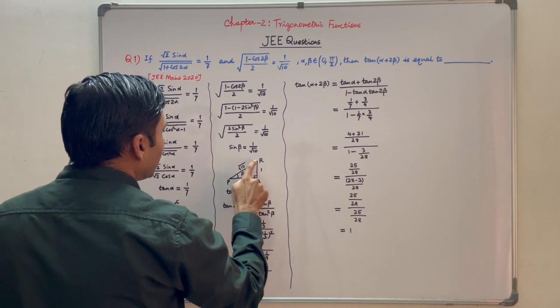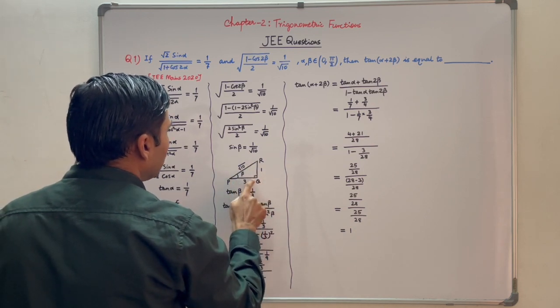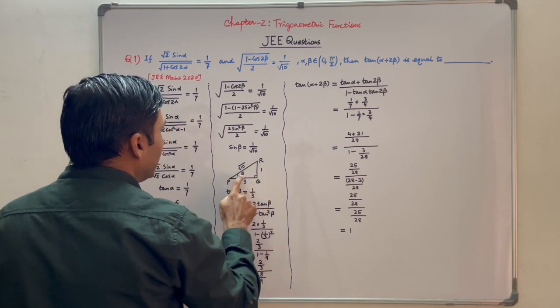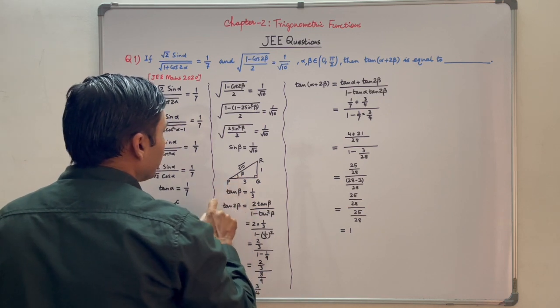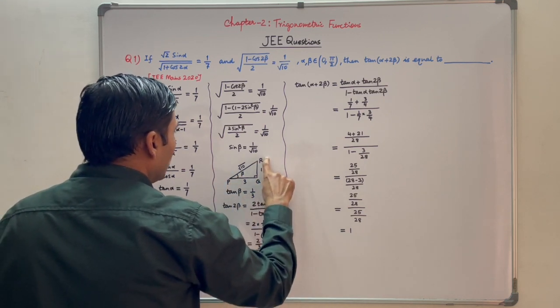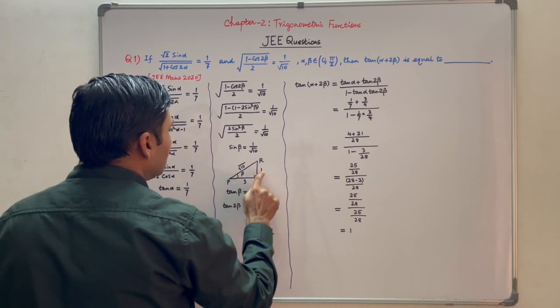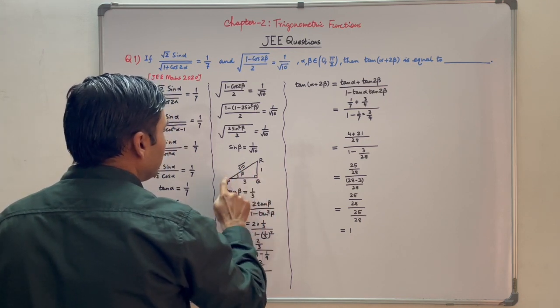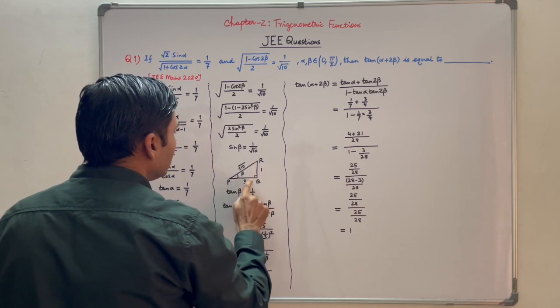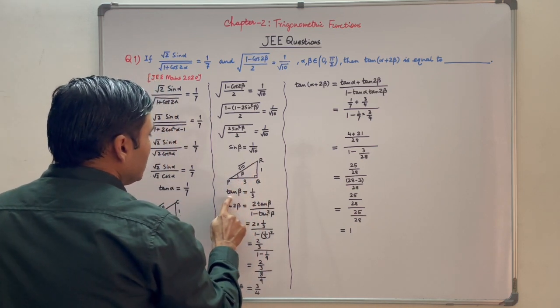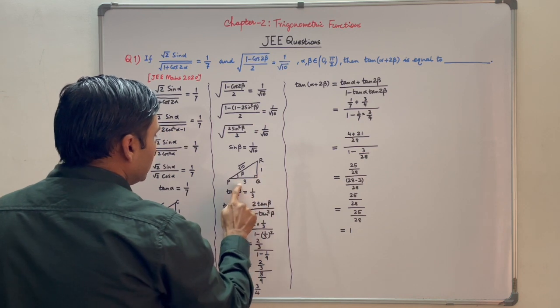Make a right angle triangle PQR, in which angle Q is 90 degrees and angle P is equal to beta. QR is equal to 1 and PR is equal to under root 10, so that sin beta is equal to 1 upon root 10. Applying Pythagoras theorem, PQ is equal to 3. Tan beta is equal to 1 by 3.